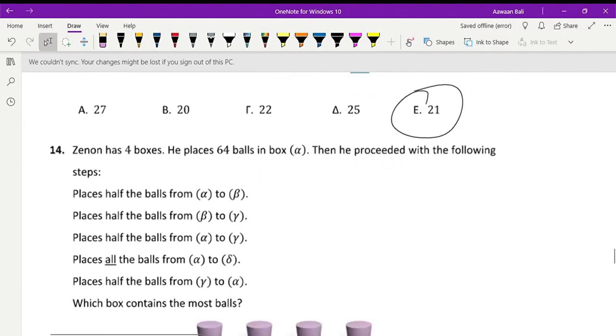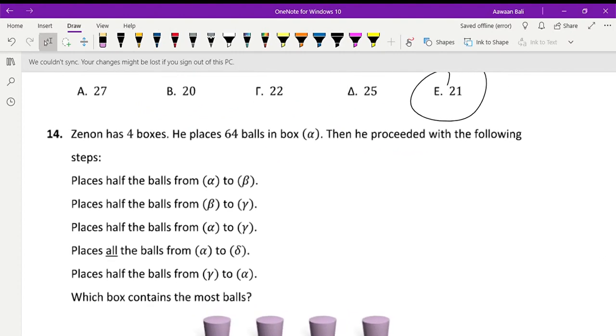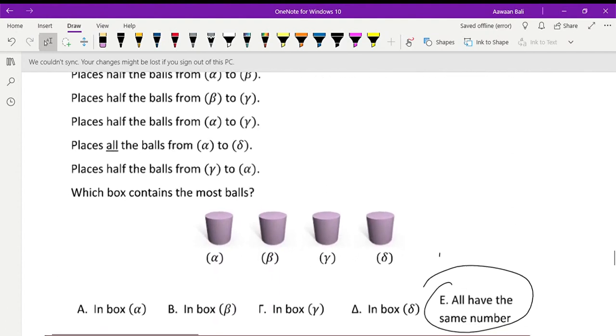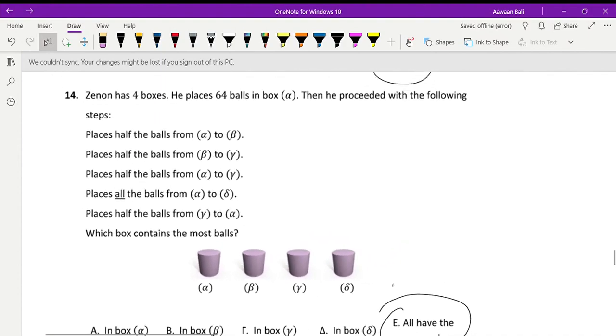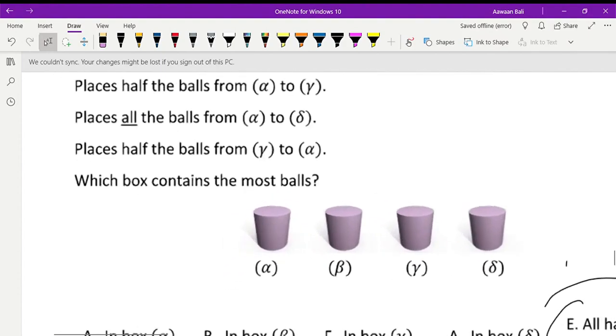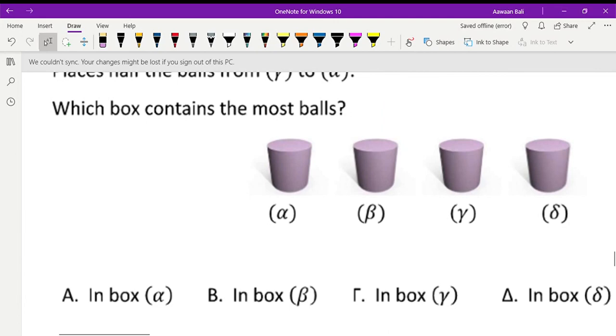Question number 14. Zenon has 4 boxes. He placed 64 balls in box A. Then he proceeded with the following steps. So place half the balls from A to B, alpha, beta. So if there's 64 already in alpha, that means 32 would go here and 32 would go here.